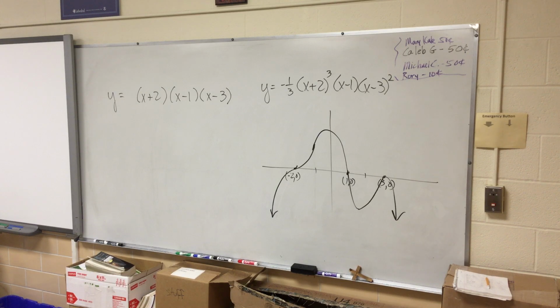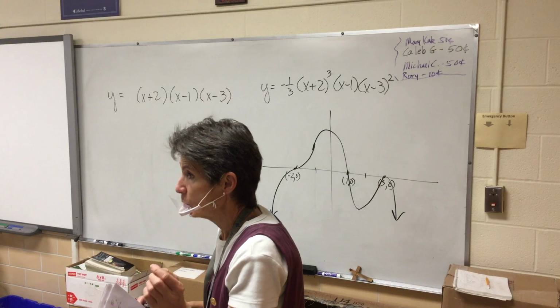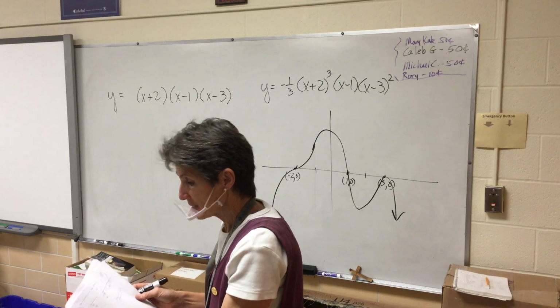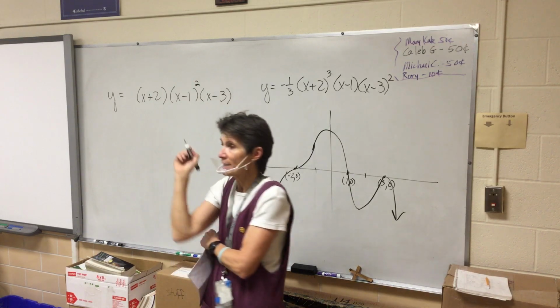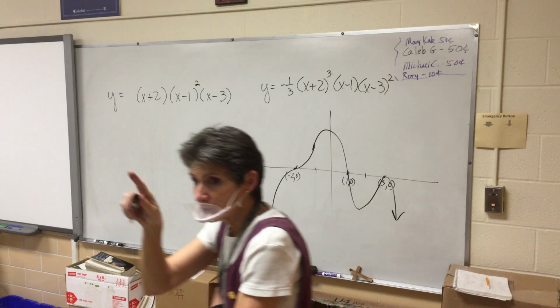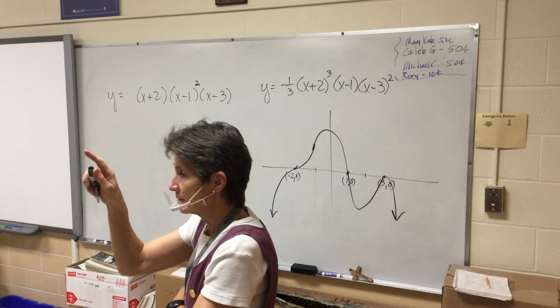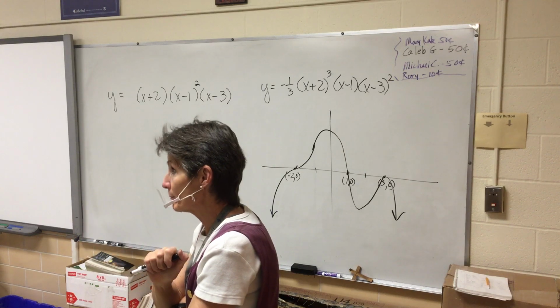Okay? Now look carefully at your picture. Do you think any of those parentheses are squared? No. Oh, wait, yes. One of them is squared. X minus 1 has to be squared. How do we know x minus 1 has to be squared? Bounces. Look at the picture. Doesn't it make a parabola there? Doesn't it bounce off? Yeah. When it bounces off, it's squared.